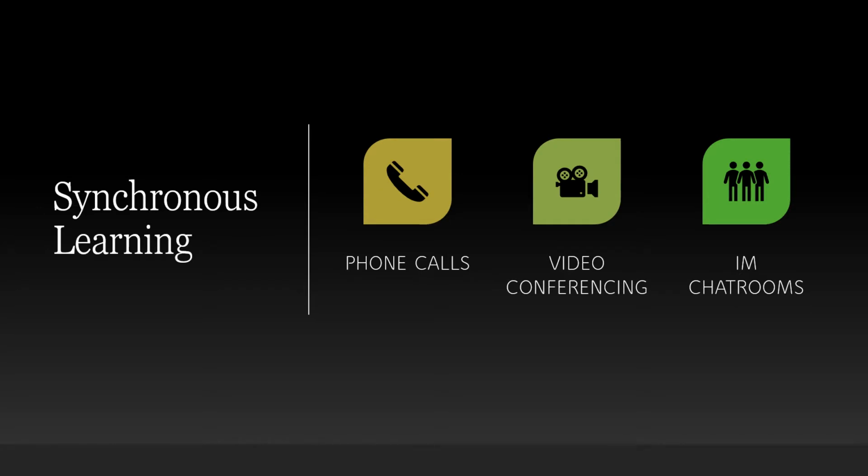Synchronous learning is learning interactions that happen in real time. Students and the instructor would be able to speak and interact at the same time and get immediate feedback from one another. Many students like having synchronous portions of their online classes as it gives them more access to their instructor and to their peers.